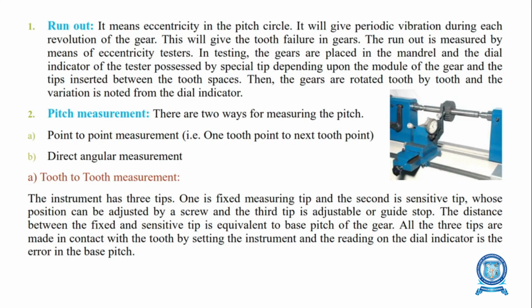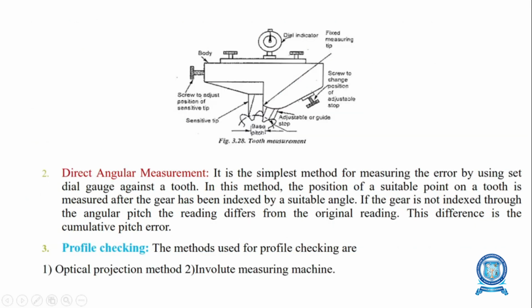In this tooth-to-tooth measurement, it has three tips: a fixed measuring tip, a sensitive tip, and an adjustable tip or guide stop. Here is the fixed measuring tip, here is the sensitive tip, and this is the adjustable tip or guide stop.